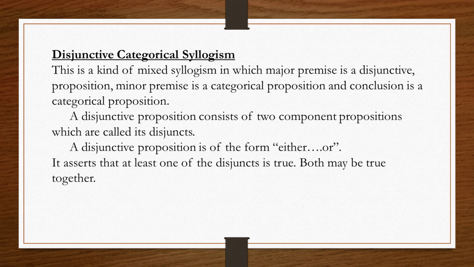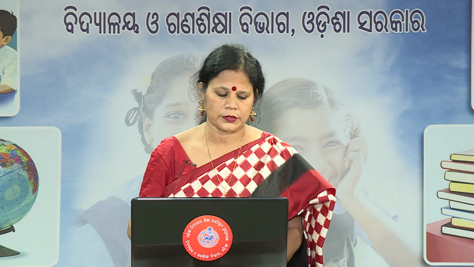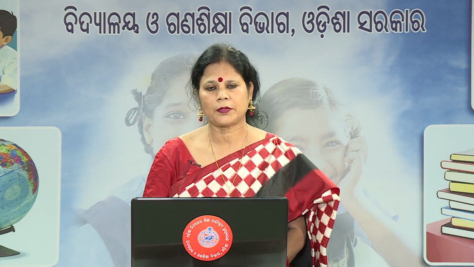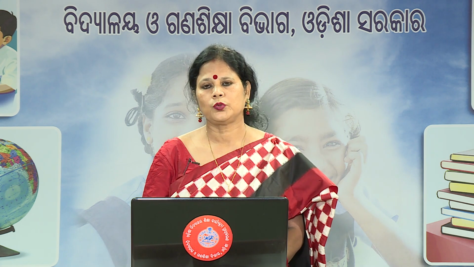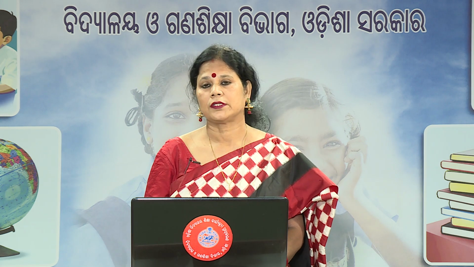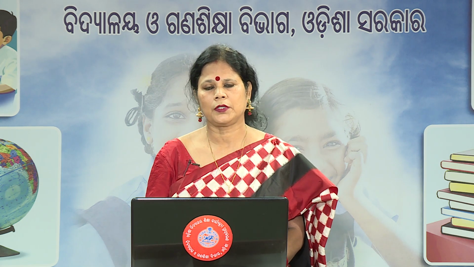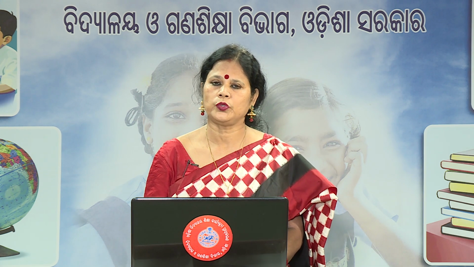Especially, you keep in mind what I told you: a disjunctive proposition is of the form either or. This "or" is used in the inclusive sense, or is used in the exclusive sense. Inclusive sense means one must be right, one of the alternatives must be true, and truth of one includes the possibility of the truth of the other. Both can be true together.